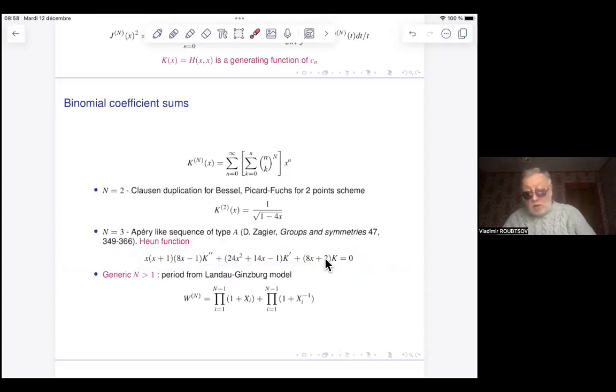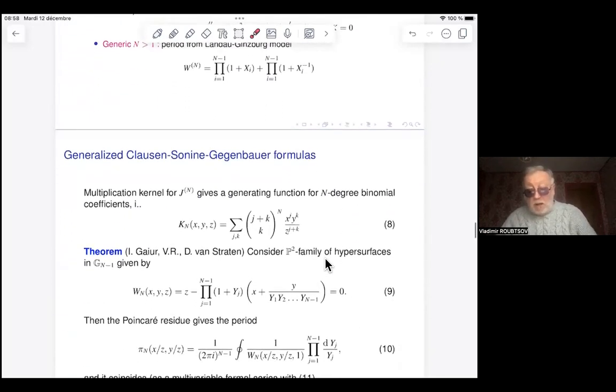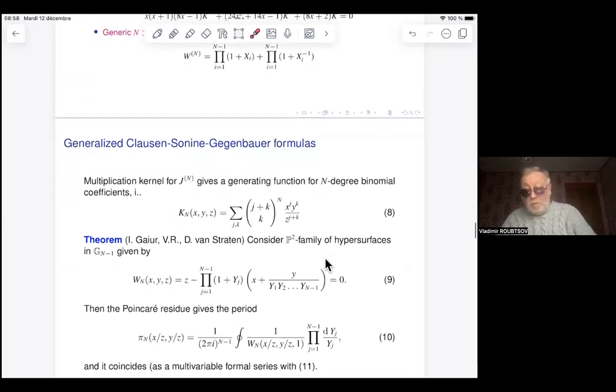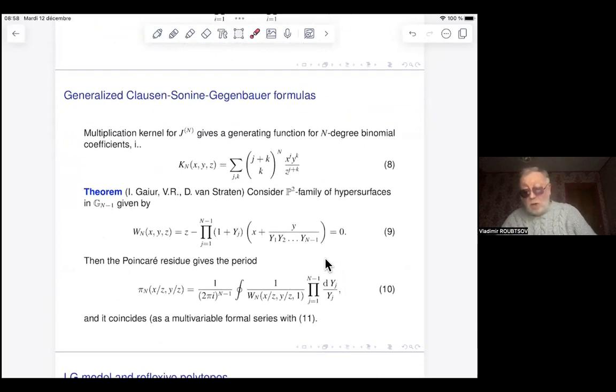For generic n, we discovered this Landau-Ginzburg type superpotential. You remember the superpotential in my previous notations, it was a function of y with some parameters, small x and small y, in front of it. And this series, this multiplication kernel, can also be related to a period of some hypersurface of Landau-Ginzburg type.